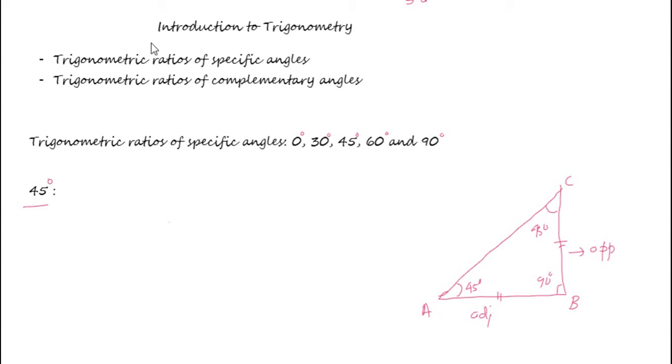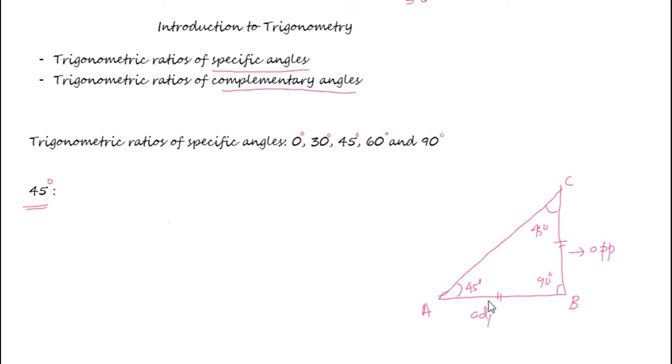This is the second module under this chapter, Introduction to Trigonometry. In this module, we are going to cover trigonometric ratios of some specific angles and also trigonometric ratios of complementary angles. Trigonometric ratios of some specific angles we are going to cover here: 0, 30, 45, 60 and 90 degrees. For each of these angles, we are going to find out all the 6 ratios. Now let us first take 45 degree.